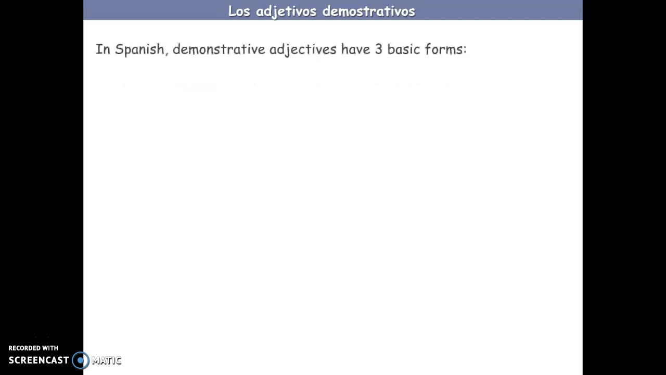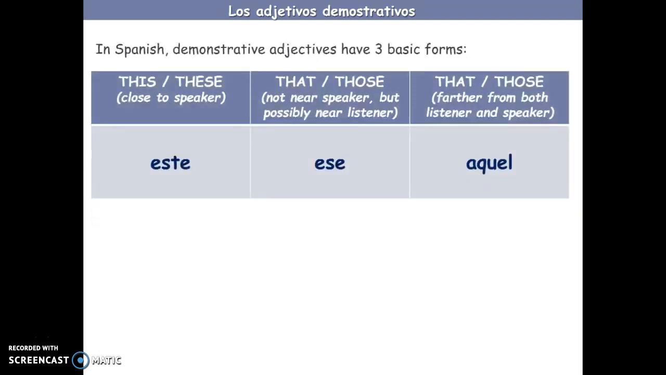Okay? In Spanish, demonstrative adjectives have three basic forms. This and these would be este, the main form. That and those, so not near the speaker, but possibly a little bit near the listener. And then that and those, further from both listener and speaker. So again, notice that there is a category for this and these, and there are two categories for that and those. This one would be a little closer to me. This one would be really far from me. And we'll see examples with this in just a moment. Okay?